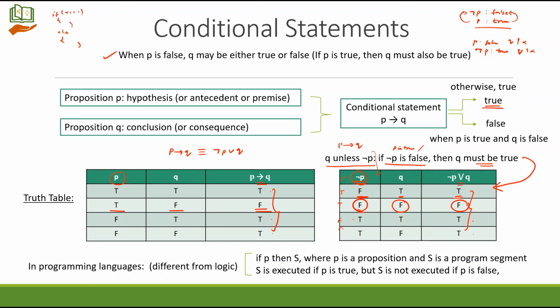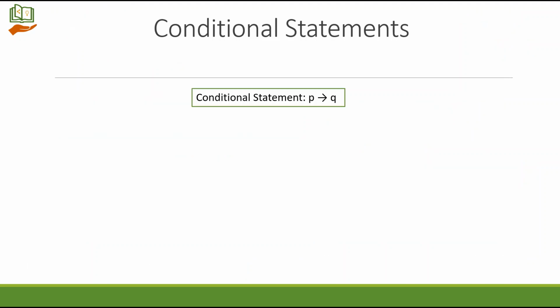In programming languages, when they say "if P then S", it means P is a proposition and S is a program segment. So S will be executed only when P is true and S is not executed when P is false. If this particular statement is P and the block of statements is S, only if P is true, this S will be executed. When P is false, this will not be executed. That is the case of programming language conditional statements. But here, with implication, when it is false, it doesn't matter whether the conclusion is true or false.